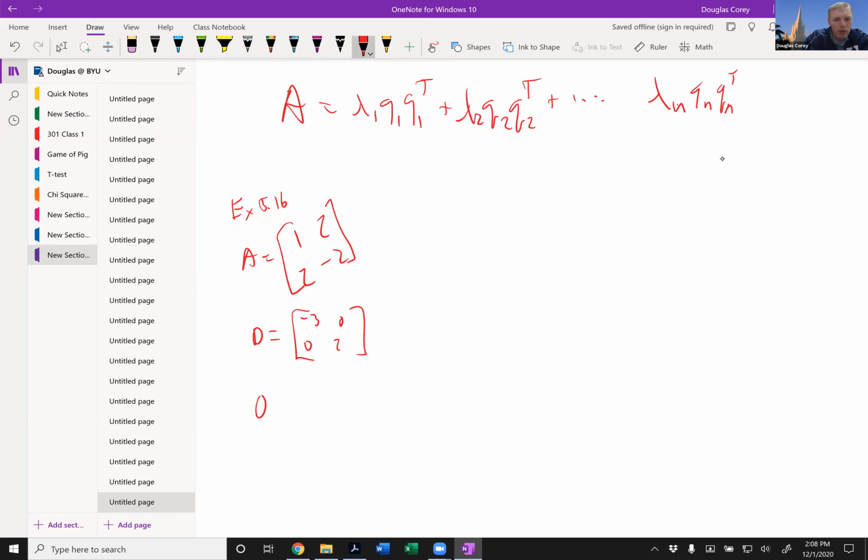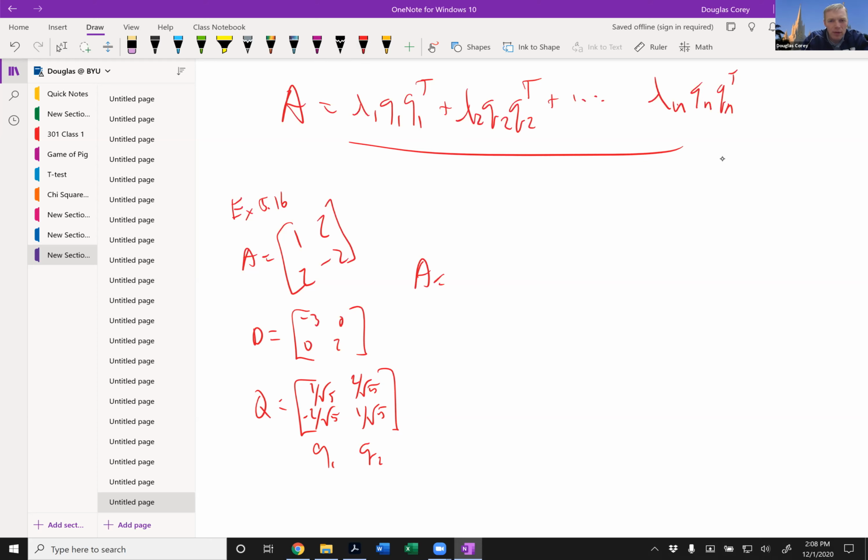And Q is 1 over the square root of 5 times [1, 2; -2, 1], that is, the entries are 1 over root 5, -2 over root 5, 2 over root 5, 1 over root 5. Okay, so I have A, I have D, I have Q, but if we want to write it out like this, then I'm going to take Q1 and Q2 and just start plugging in the formula. So A is equal to, sorry, that matrix A has taken on a shear transformation. I apologize for that.